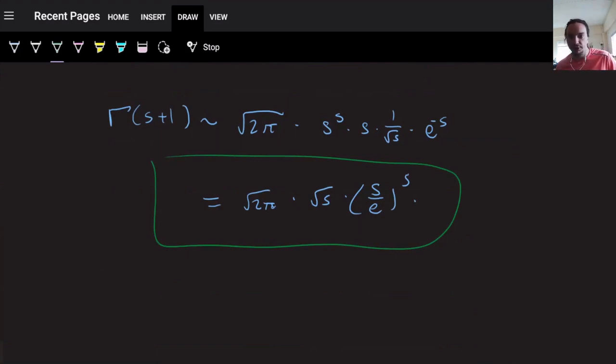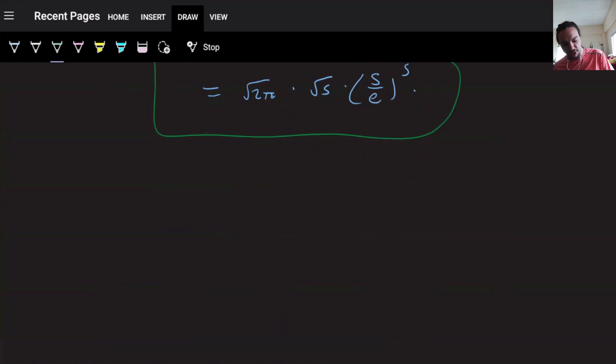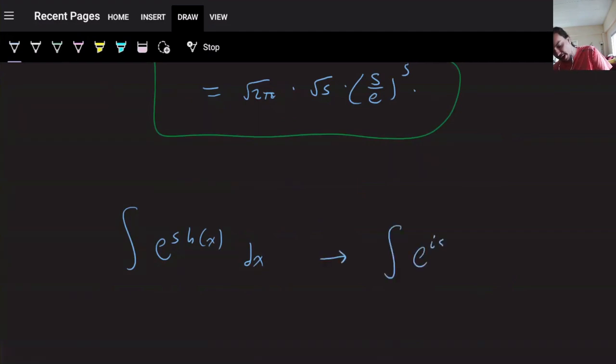Okay. Now, the method of steepest descent, I'll say a few more words about it, is really, really closely related to something that's even more important in math called the method of stationary phase. So what's the method of stationary phase? This is when we take this e to the s h of x that we want to understand, and instead we want to understand e to the i s h of x. So now we have a complex exponential, and that means that our function is spinning.